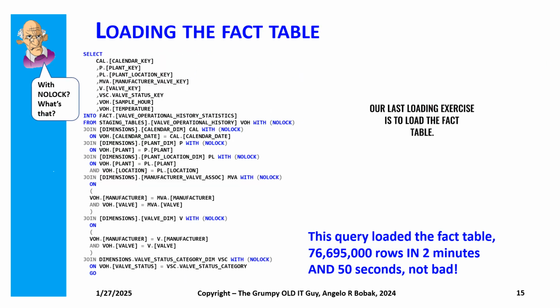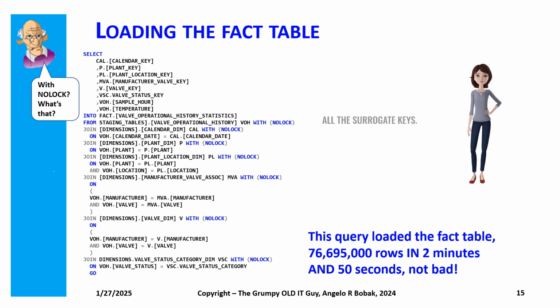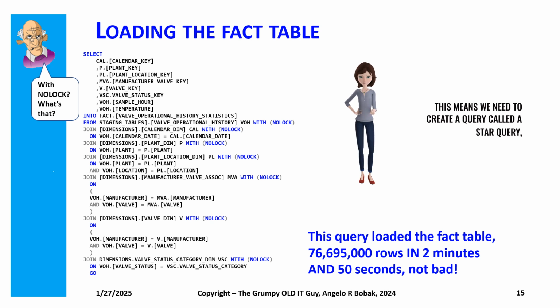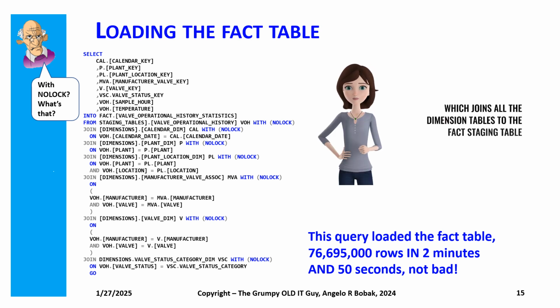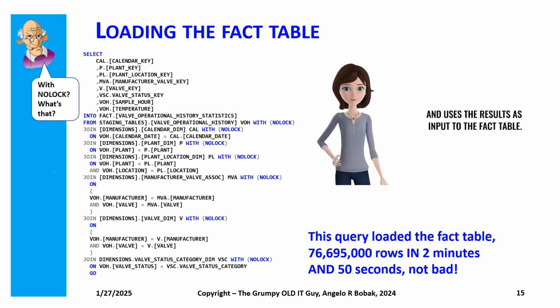Our last loading exercise is to load the fact table. We need to replace all the production keys with all the surrogate keys. This means we need to create a query called a star query, which joins all the dimension tables to the fact staging table and uses the results as input to the fact table.